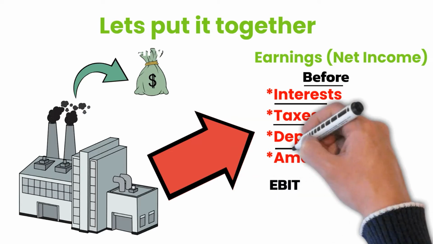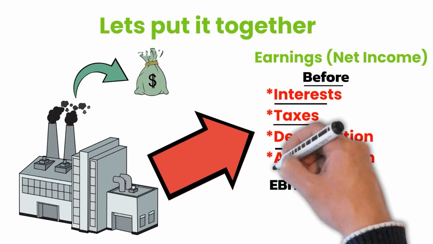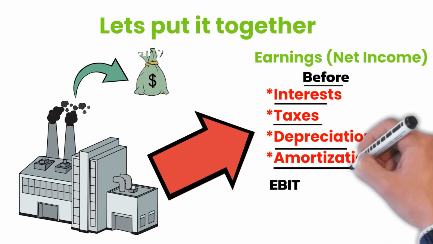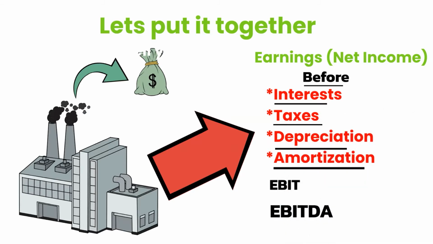And you'll see that sometimes on the 10K. Now, if we add the depreciation and amortization to our earnings, now we have EBITDA. So why do people do this?